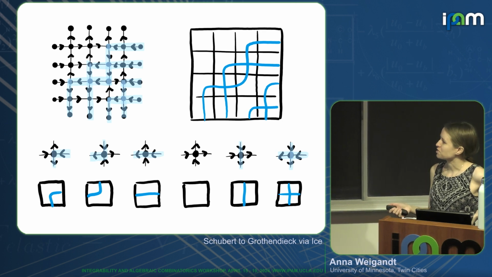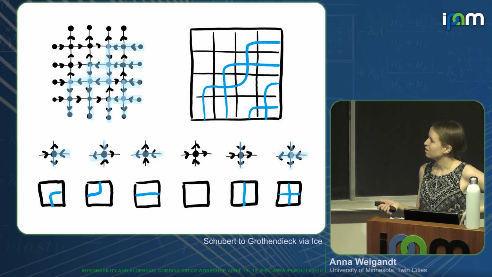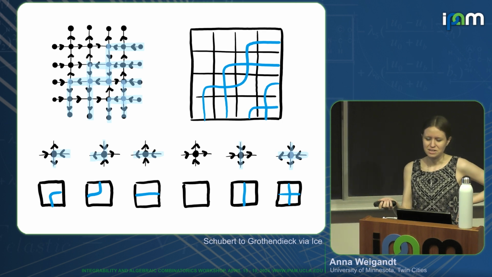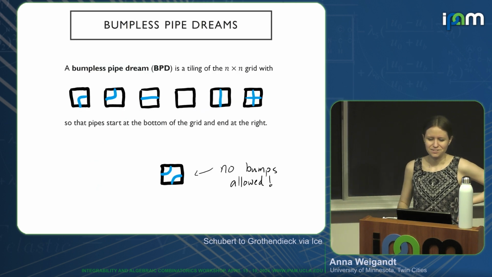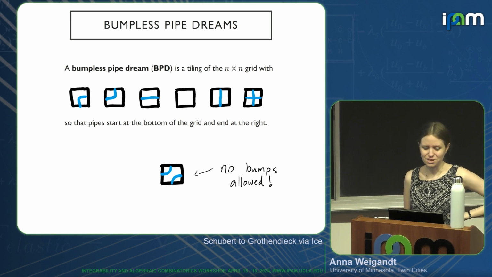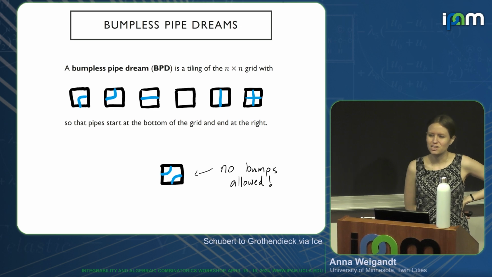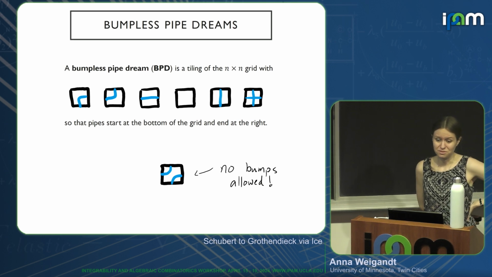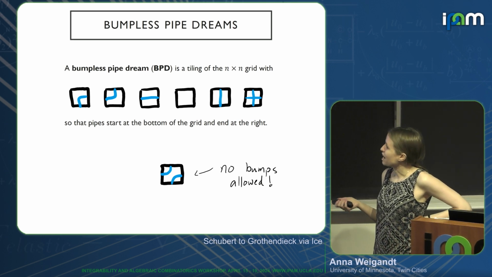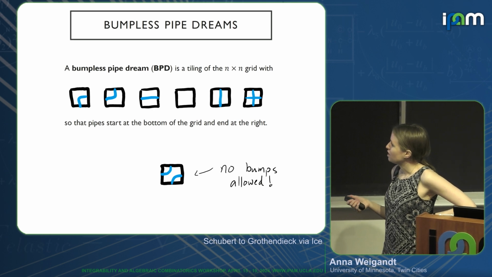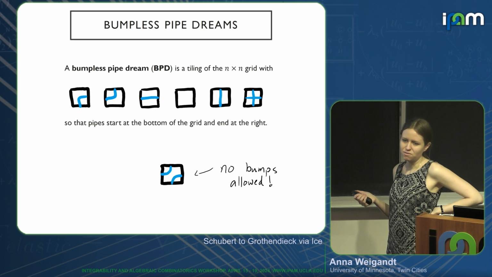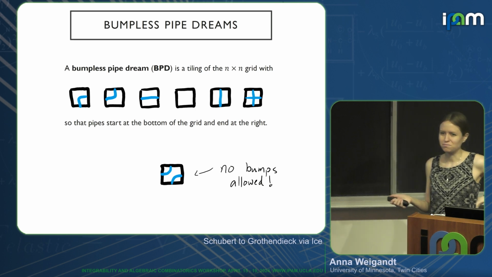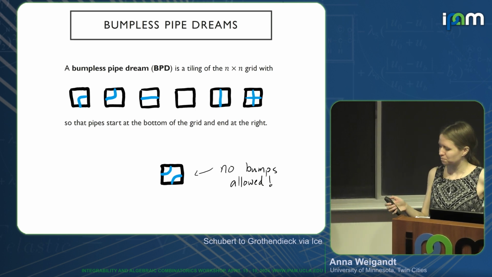And then the boundary conditions force us to have things starting down here and ending over here. And we can interpret this as really a tuple of what we'll call pipes. So bumpless pipe dreams, coming from a different approach: Lam, Lee, and Shimozono defined these objects because they were the right objects for something they were studying in Schubert calculus. They defined them from this perspective to be just a tiling of the n by n grid with these tiles so that pipes start at the bottom of the grid and end at the right. And they're called bumpless because later we'll see objects that look like these, but they've got a bunch of bumps. So these are the ones without bumps.